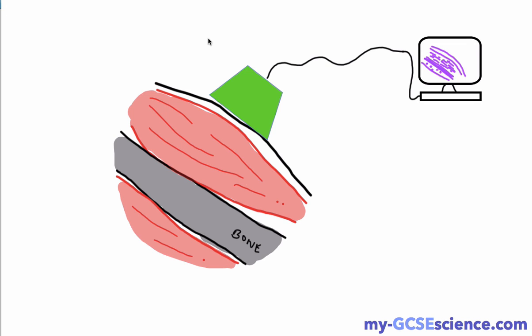So here is an example of how ultrasound can be used. We've got a setup here which is called an ultrasound scanner. We've got a little object here which is called a transducer, and the transducer will produce ultrasound waves and also detect them as well. And here we have a control system with a screen which will display any images that you're looking at.